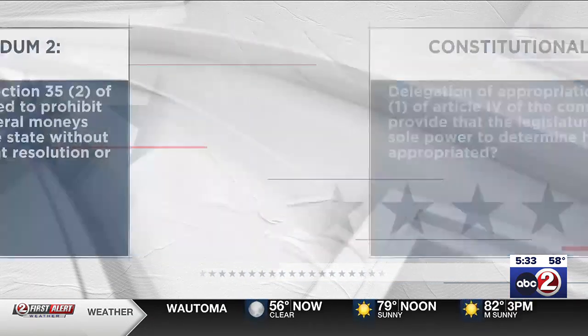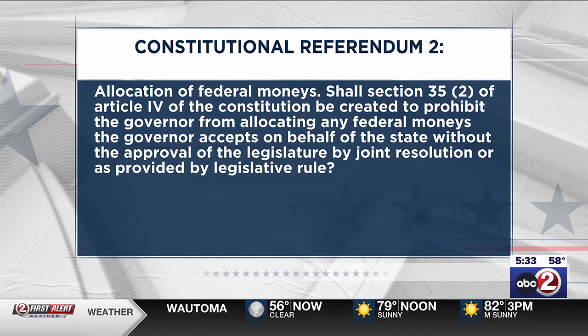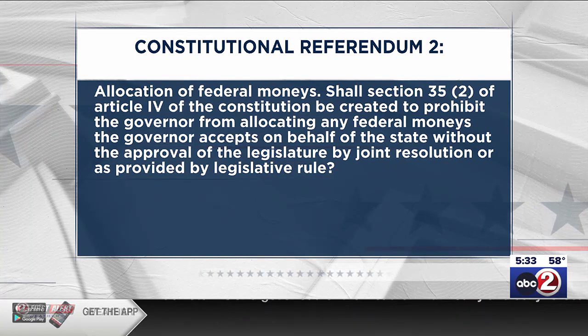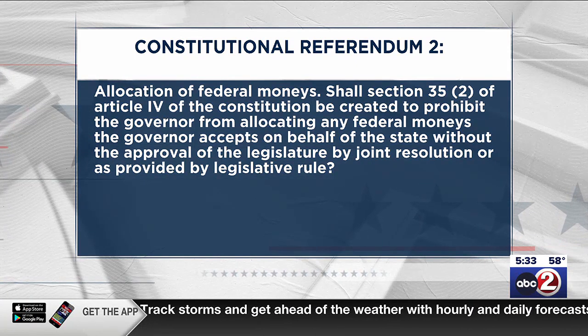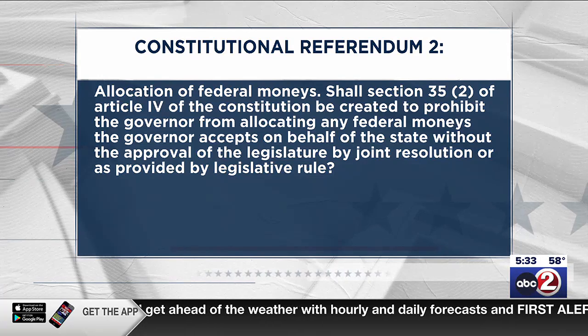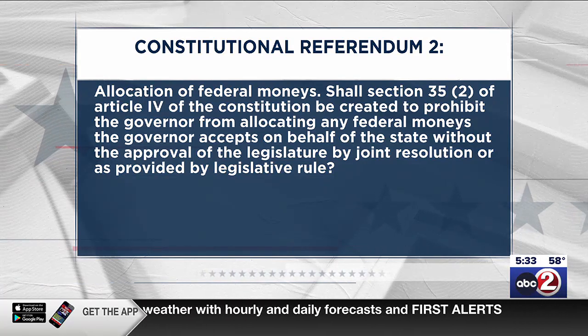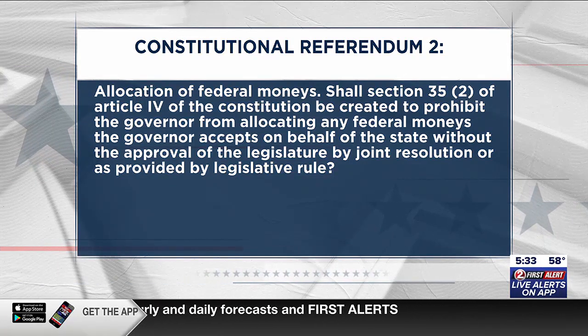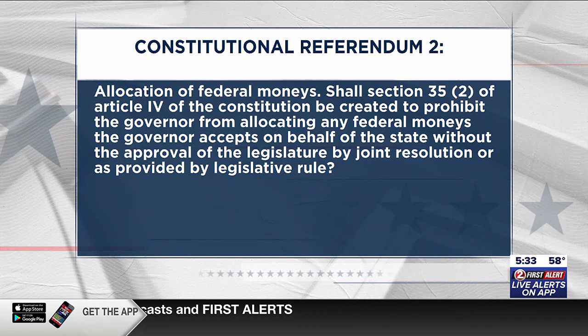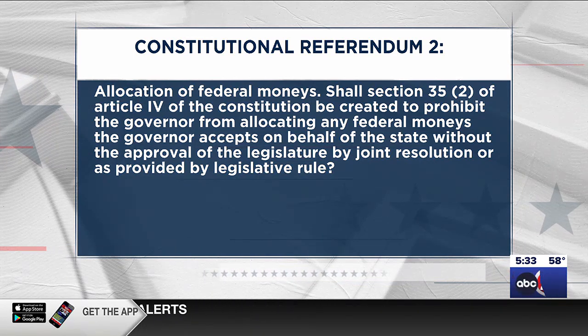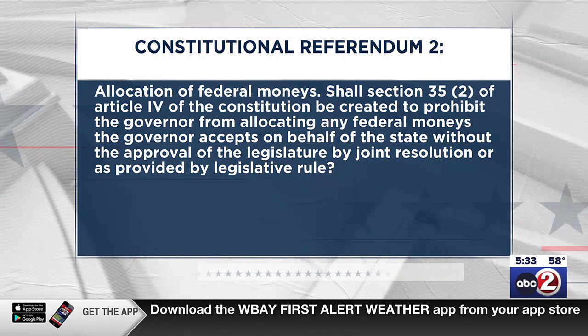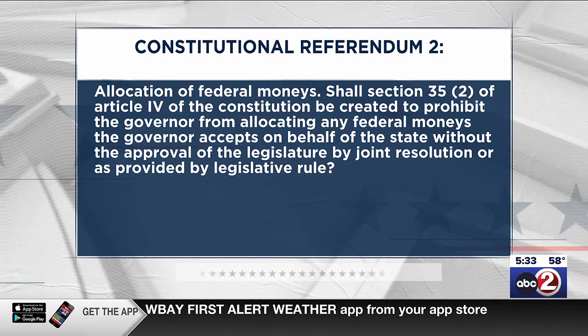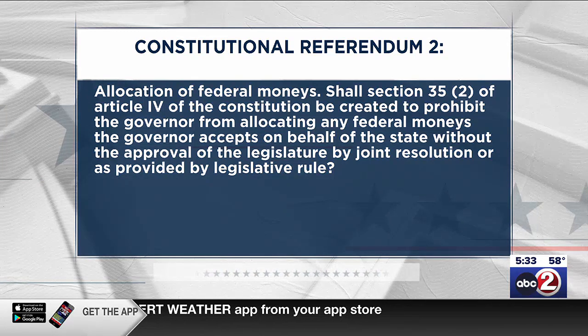Moving to question 2 now, it asks if a section of the Constitution should be created to, quote, prohibit the governor from allocating any federal monies the governor accepts on behalf of the state without the approval of the legislature by joint resolution or as provided by legislative rule, end quote. So let's break that one down. Basically, the amendment would give the legislature a say in future spending decisions involving federal money.